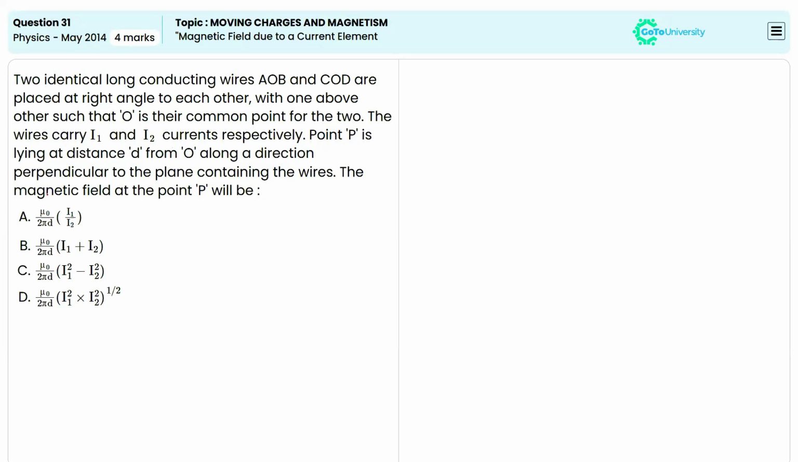So here the question is about what is the value of the magnetic field at a point P. It's given in the question: two identical non-conducting wires AOB and COD are placed at right angles to each other. So I'm just going to draw the diagram. AOB and then COD.